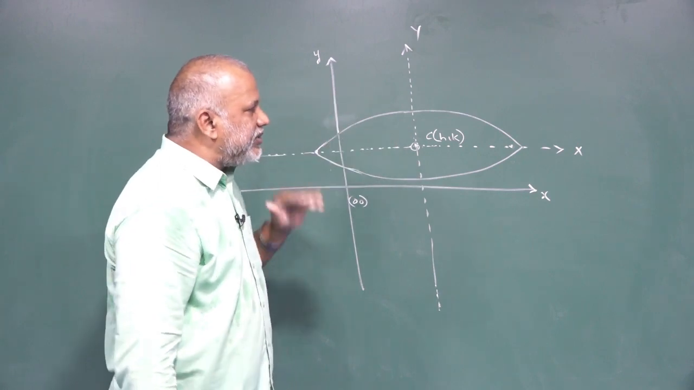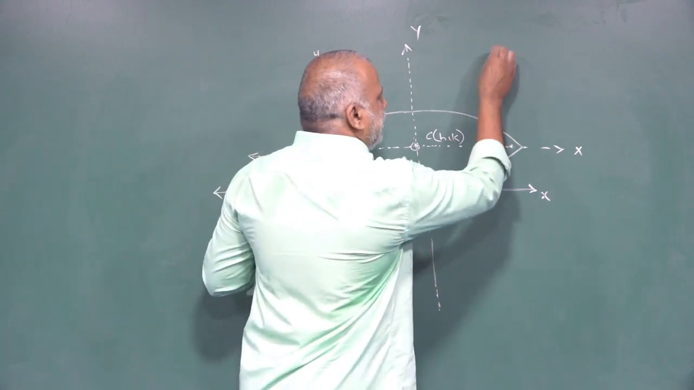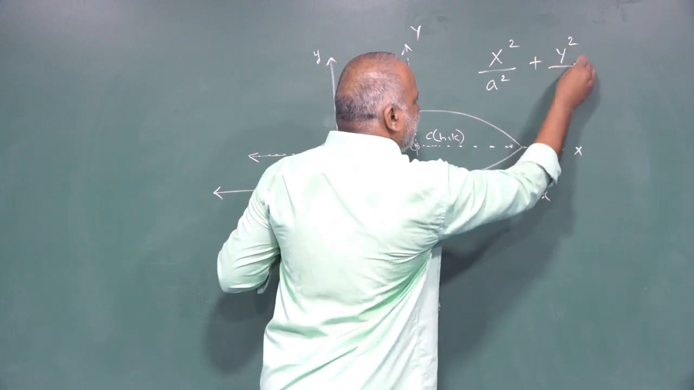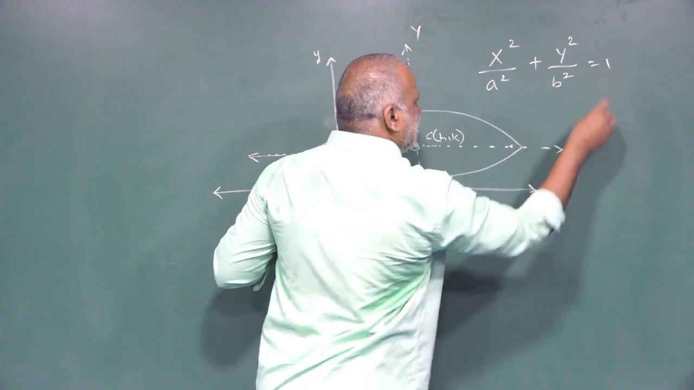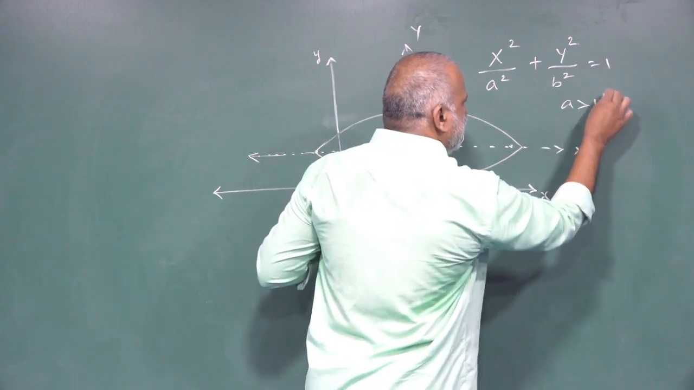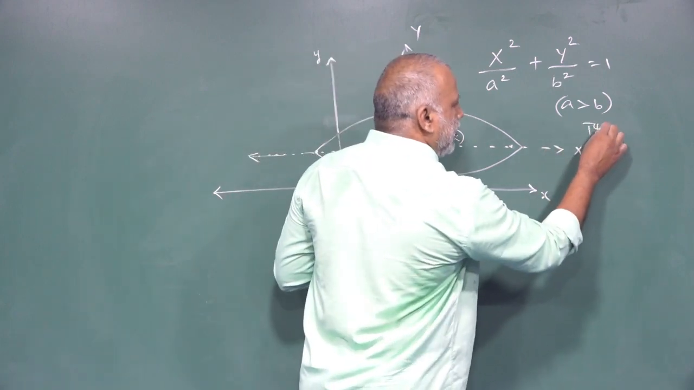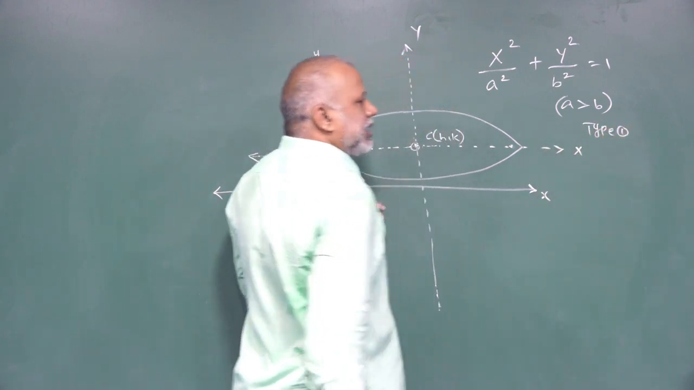Then the equation of this ellipse is capital X squared by a squared plus capital Y squared by b squared equal to 1, with a always greater than b. This means major axis along x-axis. This is type 1. Type 1 means major axis along x-axis.